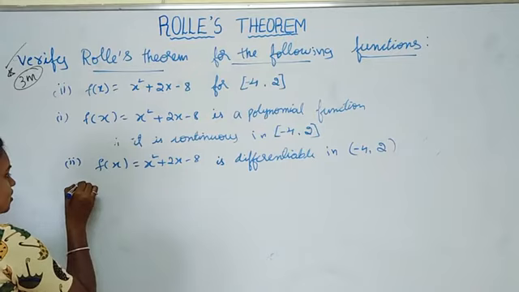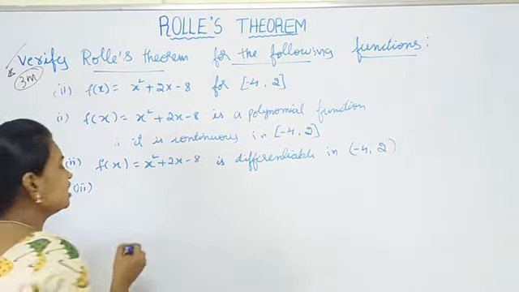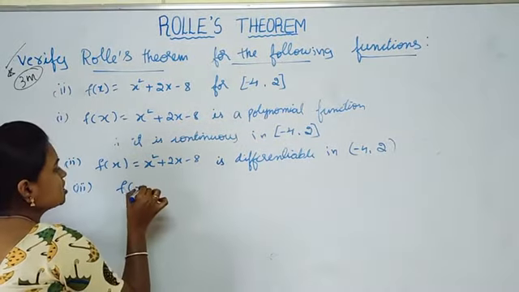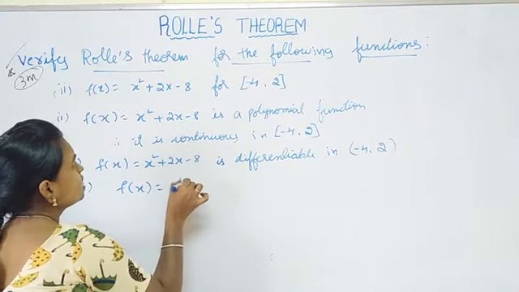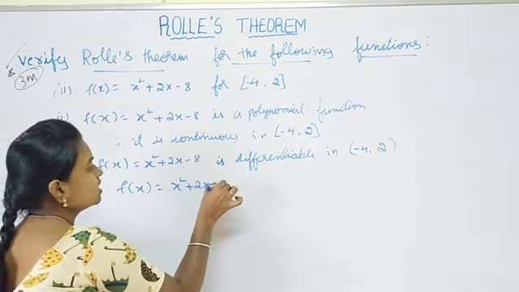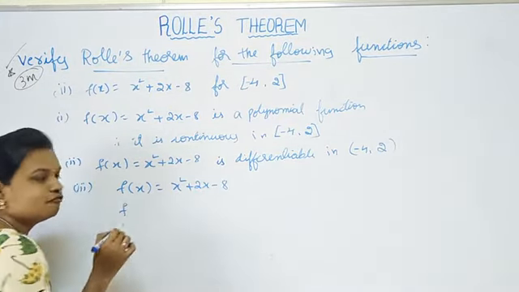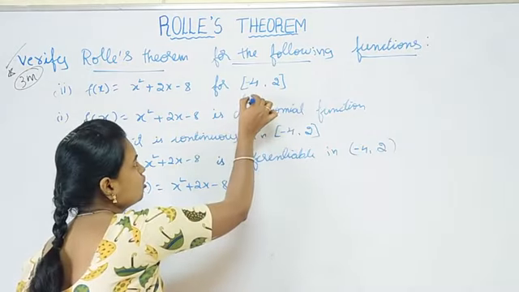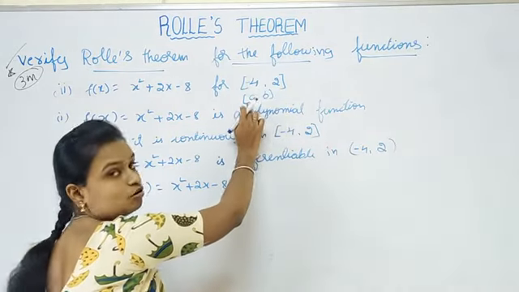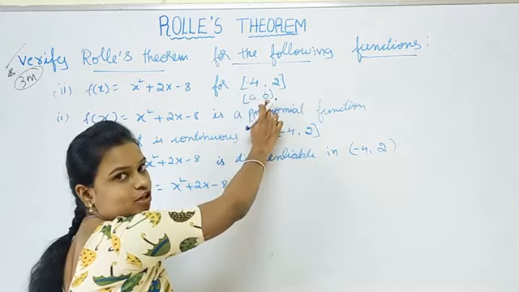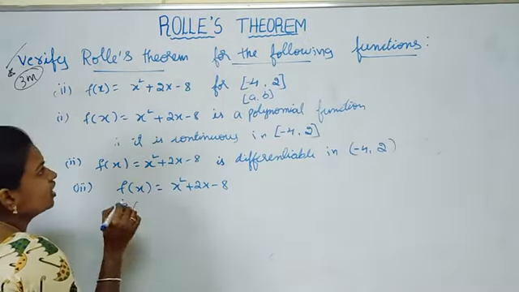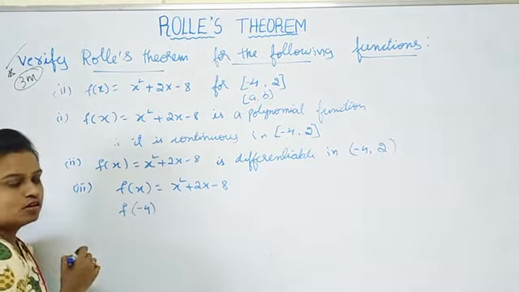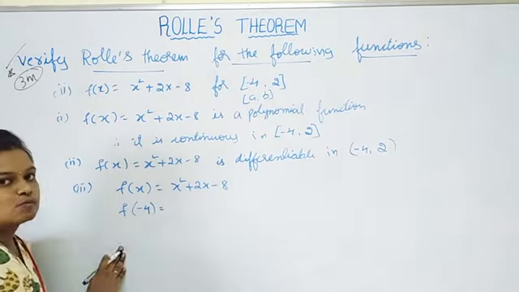Then verify the third condition, where f of x is equal to x square plus 2x minus 8. So we have to find f of a. This is of the form a comma b, right? So the value of a is -4, the value of b is 2. So first find f of -4. Okay, so replace x by -4.